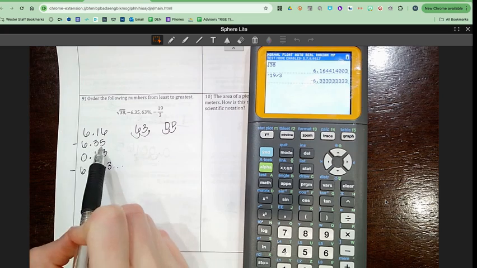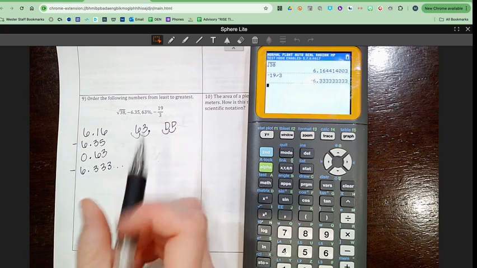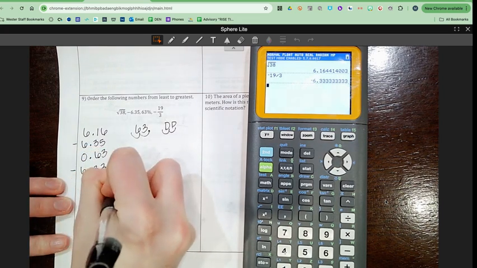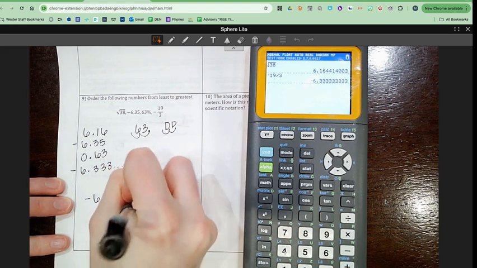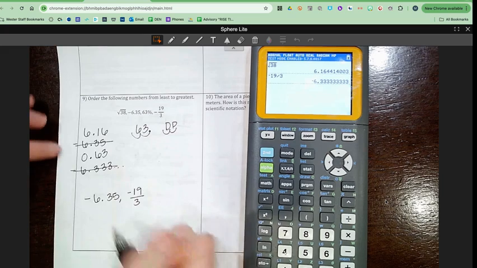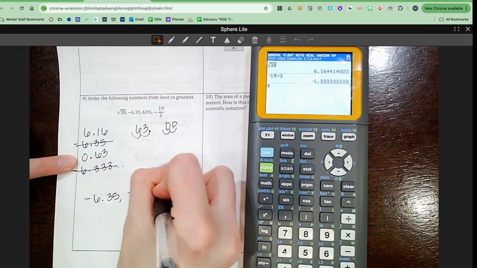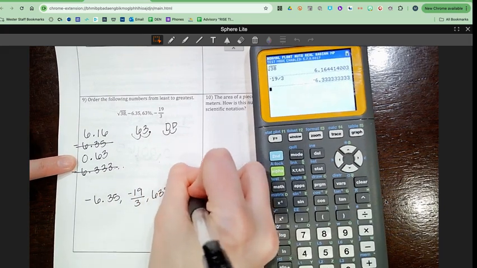So negative 6.35 is actually going to be further away from 0 on a number line than negative 6.3 repeating. So the smallest here is negative 6.35, followed by our other negative, which is negative 19 thirds. And then this one has a 6 in the ones place, this has a 0, so 63% would come next. And then our square root of 38.